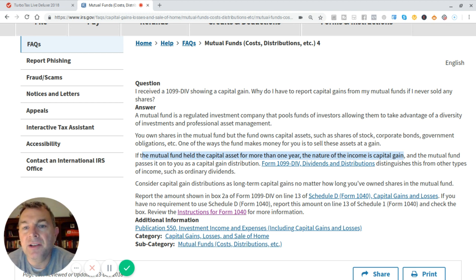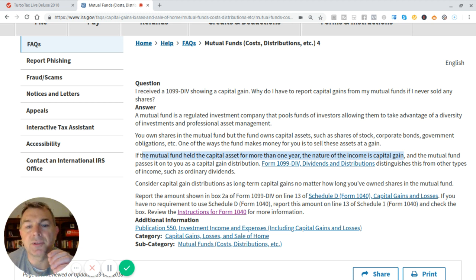Form 1099 DIV, dividends and distributions, distinguishes this from other types of income, such as ordinary dividends. Consider capital gain distributions as long-term gains, no matter how long you've owned shares of the mutual fund. Basically what they're saying, report the amounts in box 2A from form 1099 DIV online.